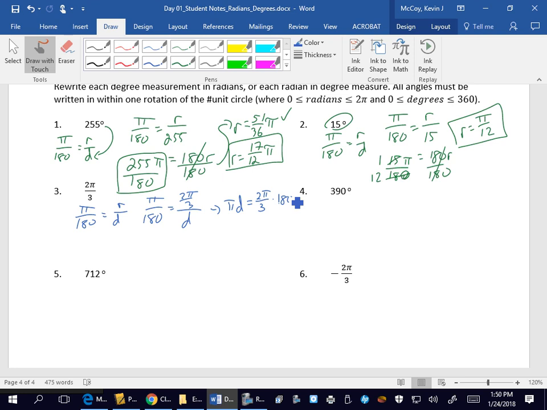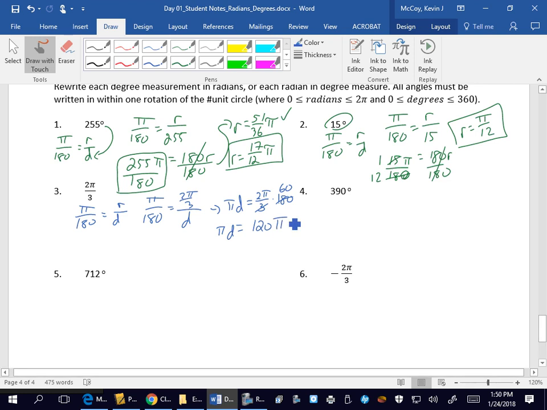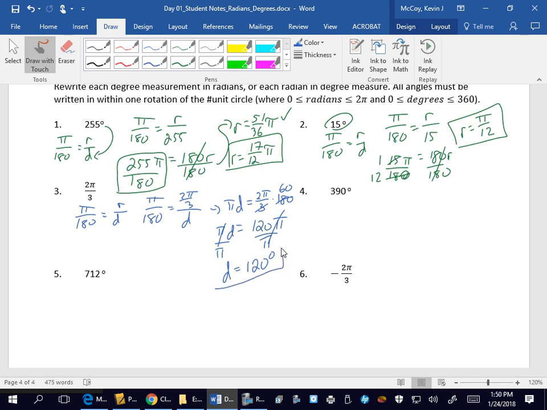So I think I'm going to divide the 180 by 3. So that's going to give us 60. Right? 180 divided by 3 is 60. So then 2 pi times 60 is 120. So I'm going to get pi d equals 120 pi. And then to solve for the degrees, I'm going to divide by pi on both sides. And I get that the degree measure is 120 degrees. So 2 pi thirds is equivalent to 120 degrees.